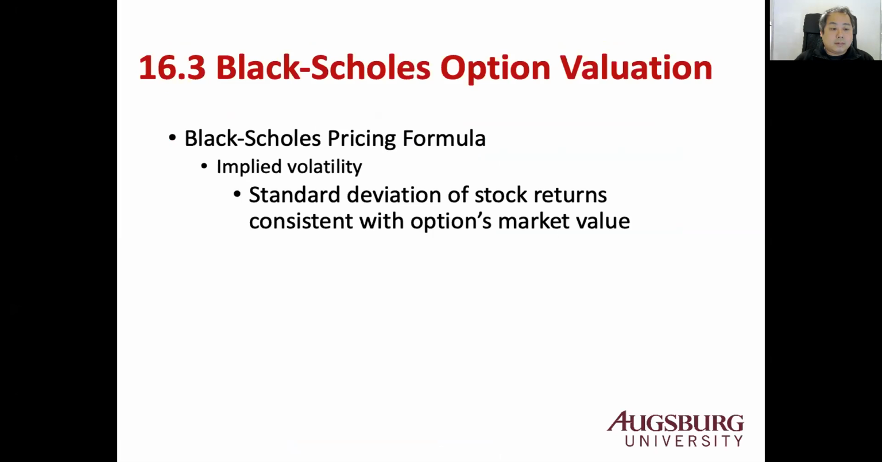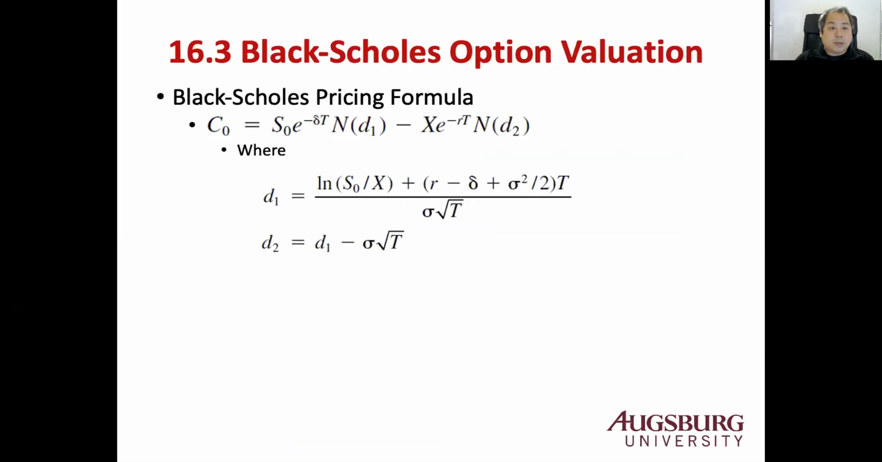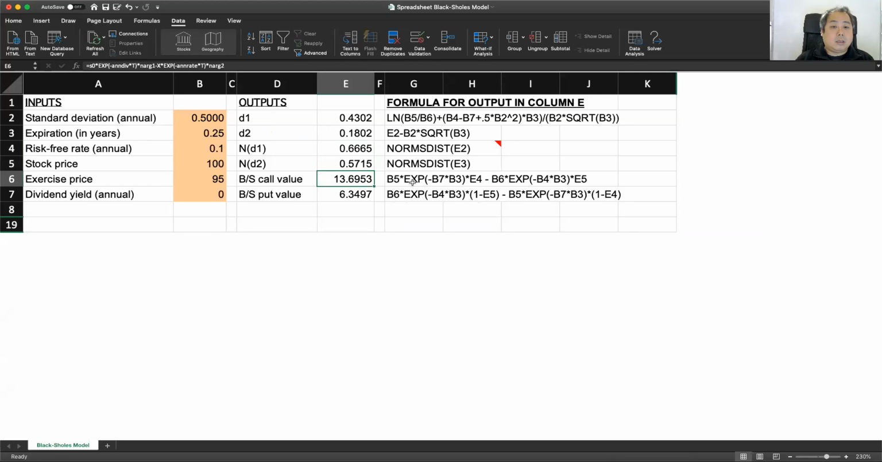go to the formula again, and now we have d1 and d2, right? And we need to have S0 times this exponential function, X times this exponential function. Again, we can plug everything in like this. This is the Black-Scholes call value, $13.69, actually 70 cents. So we can easily use this Excel formula to get the Black-Scholes values.